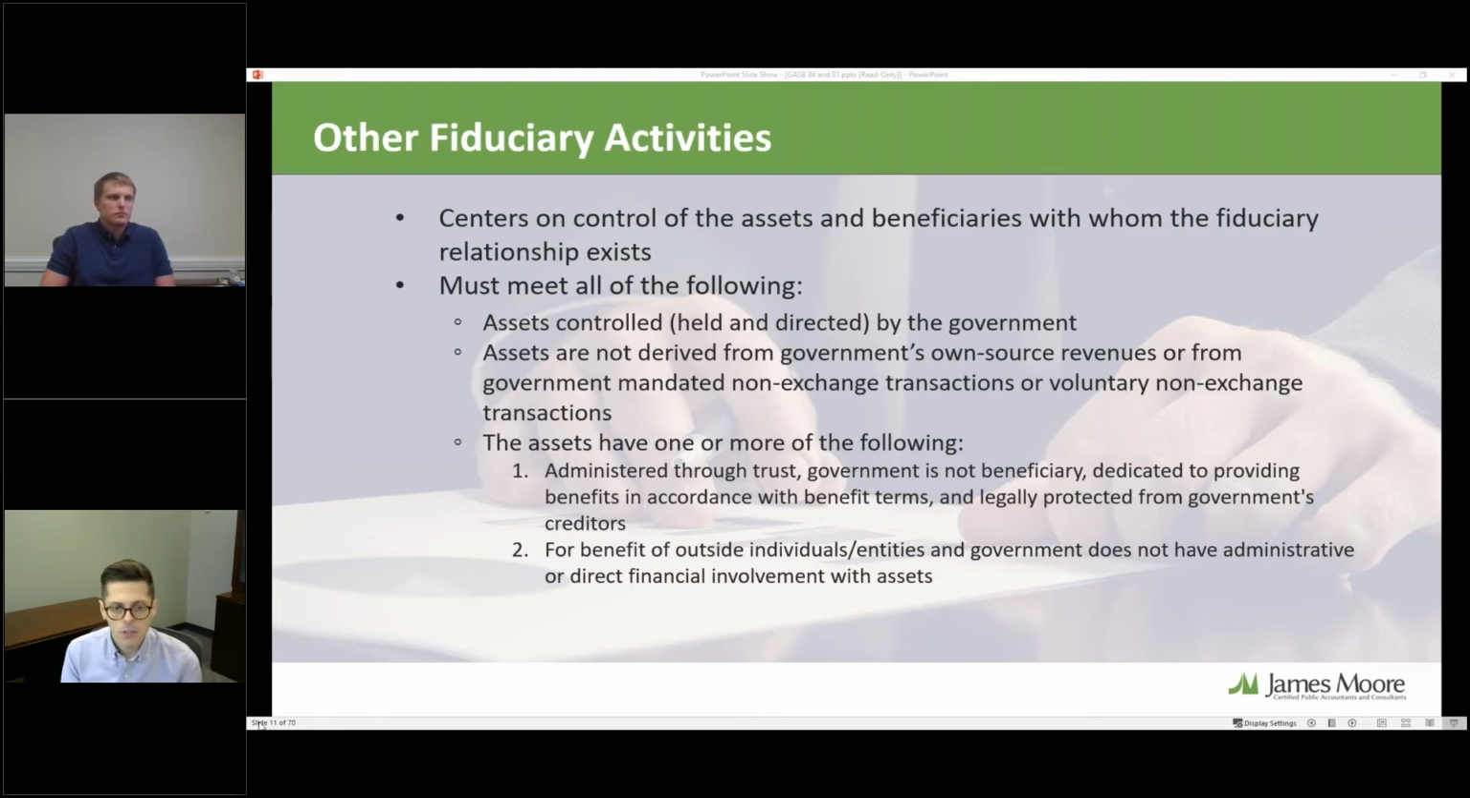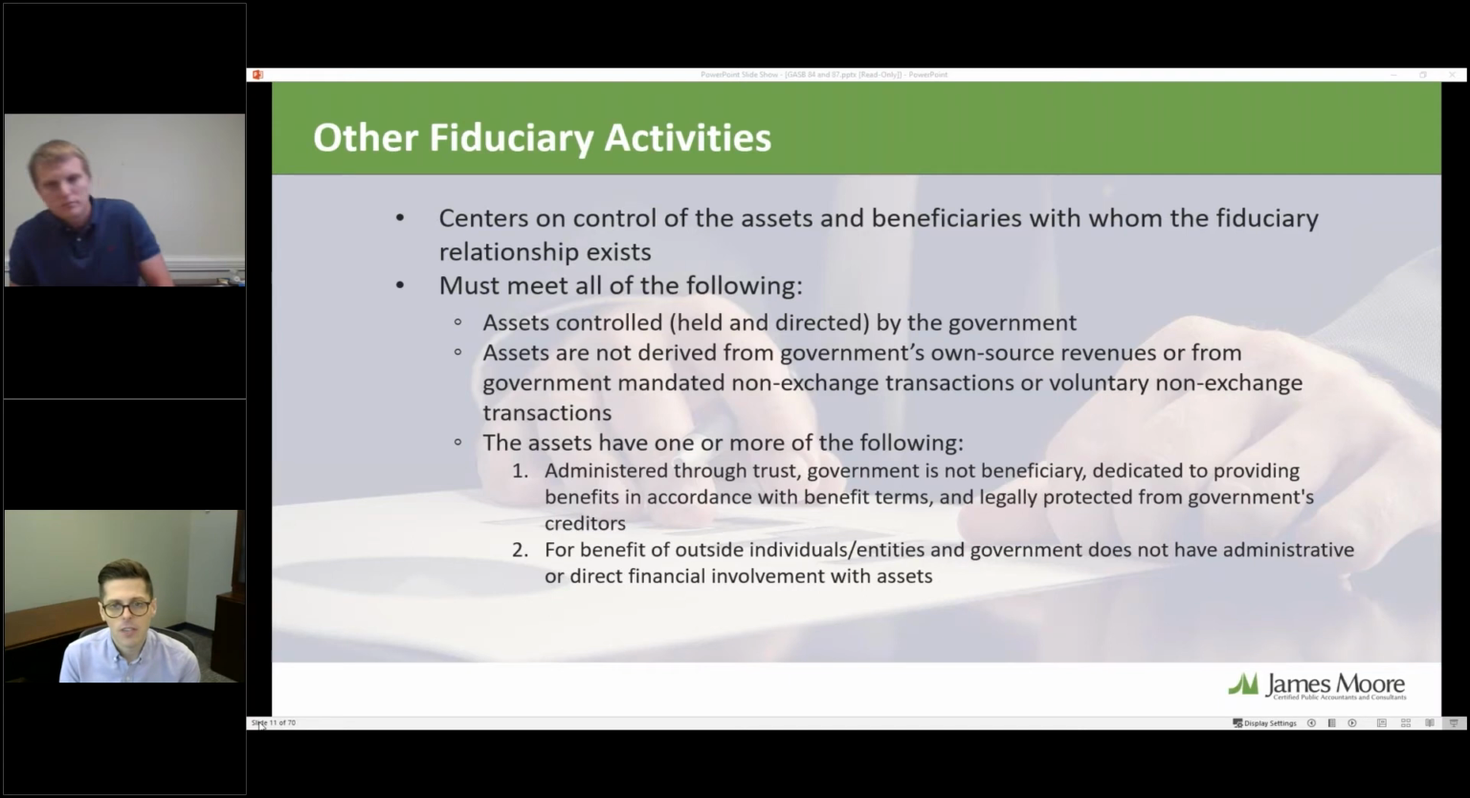Assets have to have one or more of the following criteria here. So they must be administered through a trust, if the government is not a beneficiary, dedicated to providing the benefits in accordance with benefit terms and legally protected from the government's creditors. Or they must benefit an outside individual or entity, and the government does not have administrative or direct financial involvement with the assets.